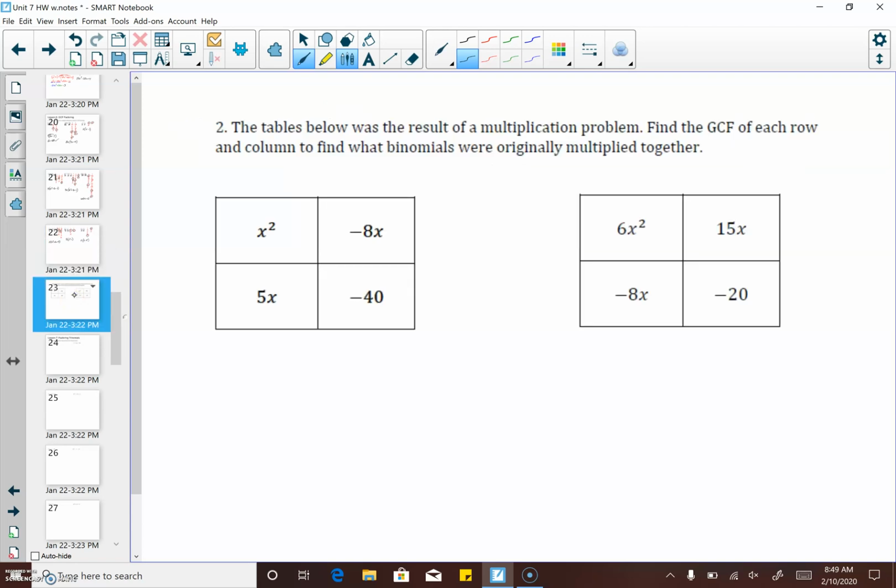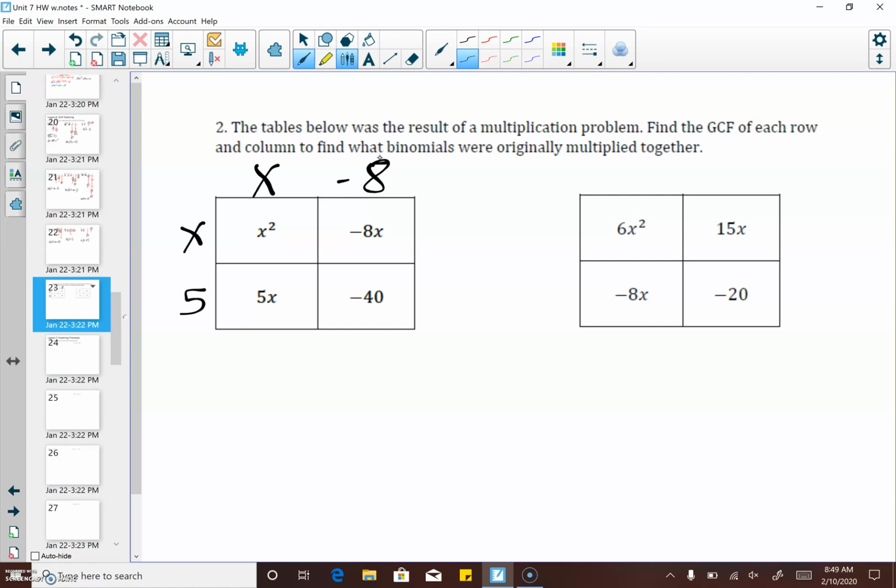And our last one, the tables below are the result of a multiplication problem. Find the GCF of each row and column and find what the binomials were originally multiplied together. So if we look here, the first row, x squared and negative 8x, we can take out an x. If we look at the bottom row, 5x and negative 40, we can take out a 5. As we go up top, x squared and 5x, we can take out an x. And then between negative 8x and negative 40, we can take out a negative 8.